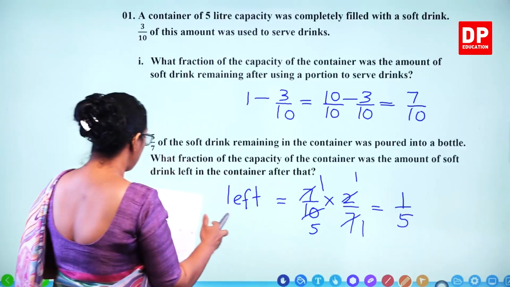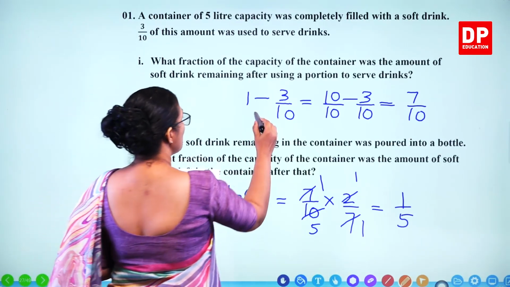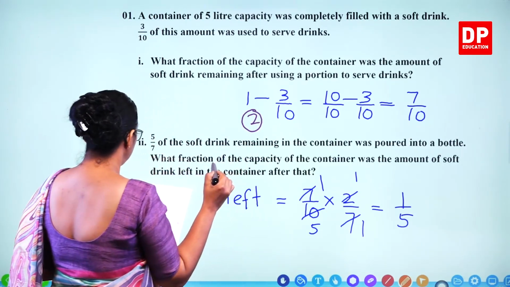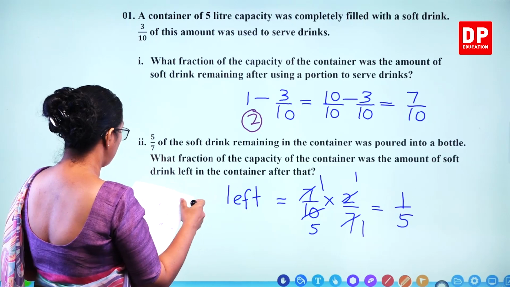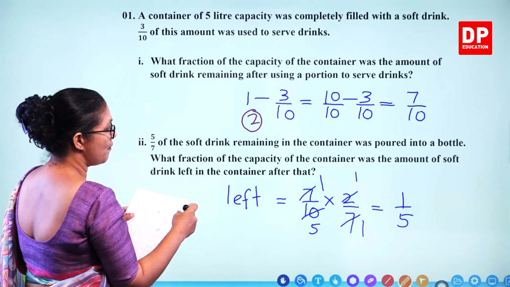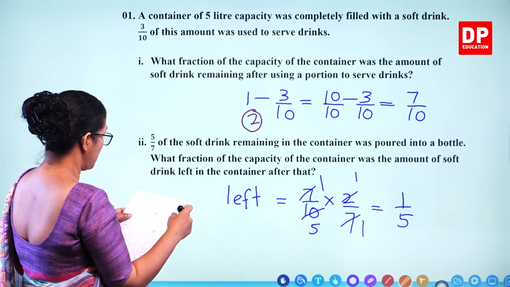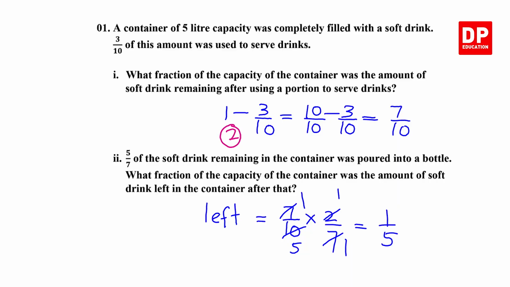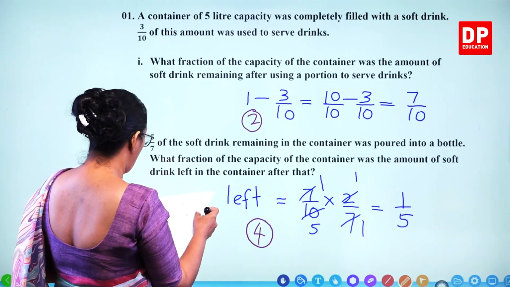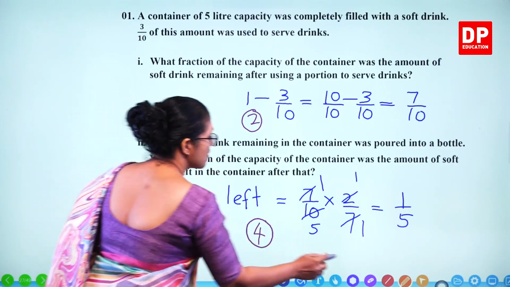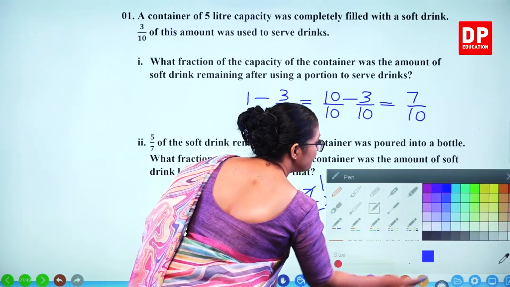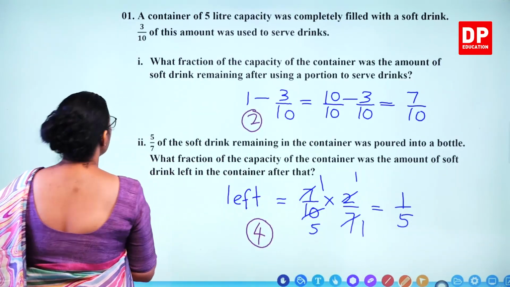So let's give marks. 2 marks here and 1/5, you get 4 marks. So 2 and 4, 6 marks. Let's do the next one.